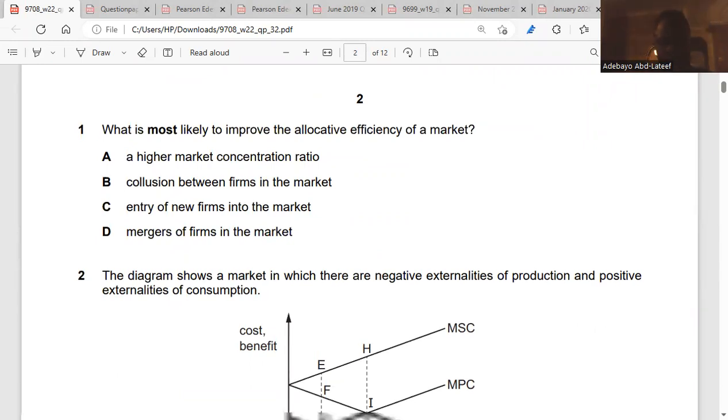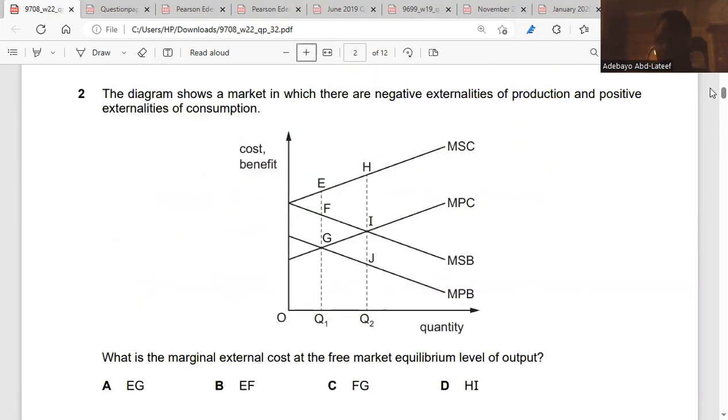The diagram, yeah, the diagram shows a market in which there are negative externalities of production and positive externalities of consumption. Production is having negative externalities and consumption is having positive externalities as well. Now, we have our graph.